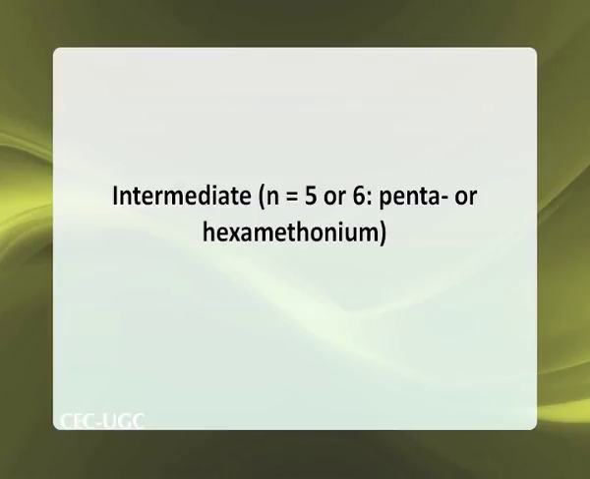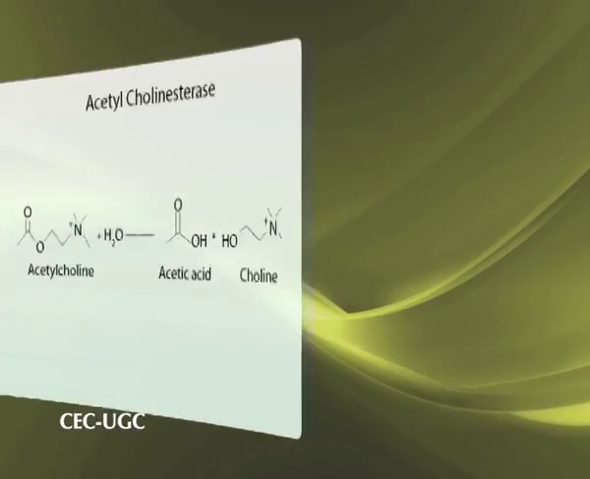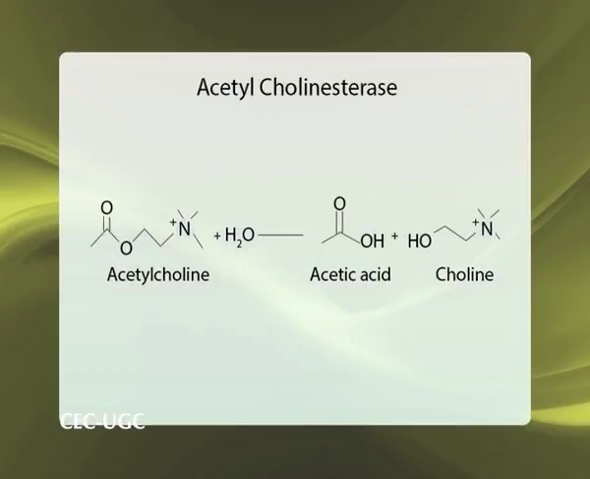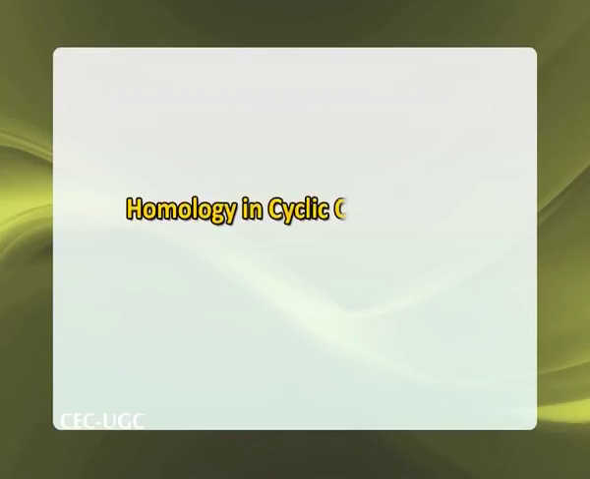When the values of N are intermediate, that's N is equal to 5 or 6, penta or hexamethonium, these compounds behave like cholinergic agonists towards the sympathetic ganglion. For higher values, that's N is equal to 10, that is decamethonium, the compounds become antagonists of acetylcholine at the muscular end plate. In both cases, increasing acetylcholine levels displace them from their binding sites. Homology in cyclic compounds. Homology in cyclic compounds can dramatically change the affinity of a ligand for its target.